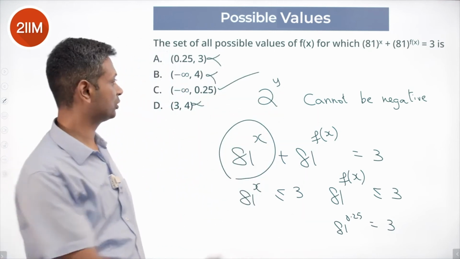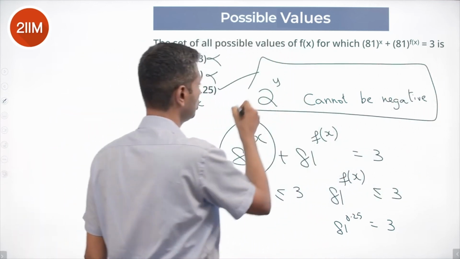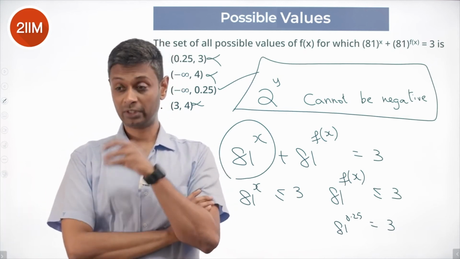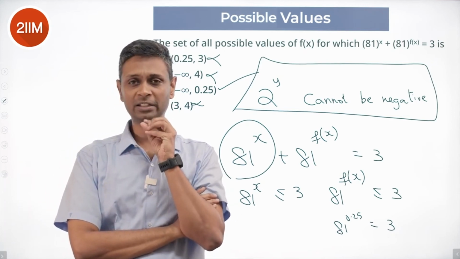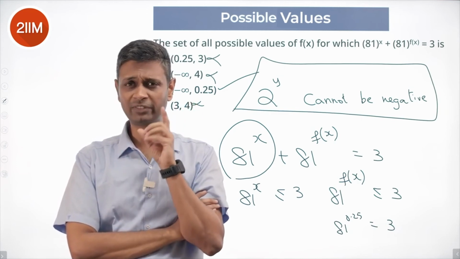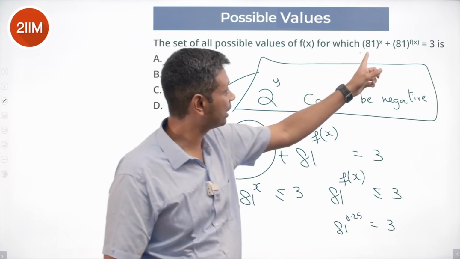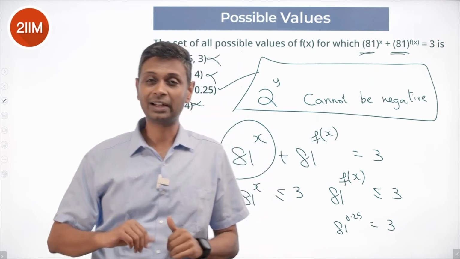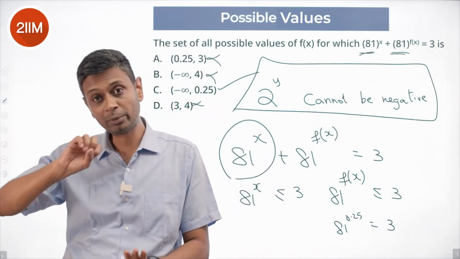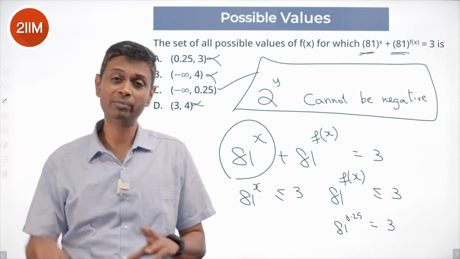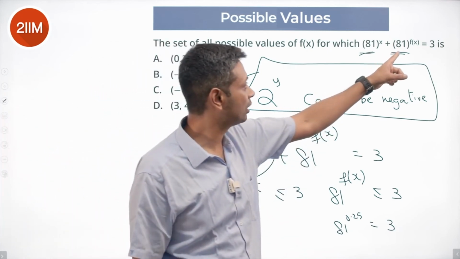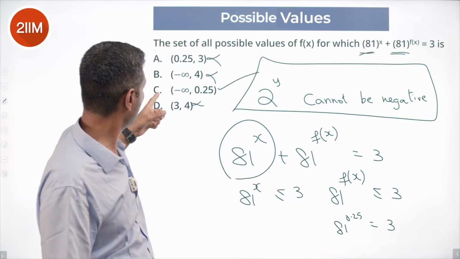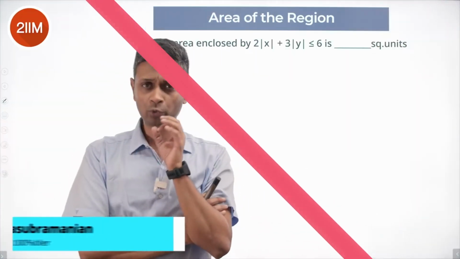The key point here is this one. 2 power y cannot be negative, 10 power y cannot be negative, 11 power y cannot be negative, 14 power y cannot be negative. A positive number power something cannot be negative. Very simple funda, very powerful funda. This cannot be negative, this cannot be negative. That means this is less than or equal to 3, this is less than or equal to 3. Not even less than or equal to 3, less than 3, because that one cannot go to 0. Only at minus infinity will it go to 0. So if 81 power f of x is less than 3, f of x is less than 0.25. So it cannot go above 0.25. This is the answer. Beautiful question.